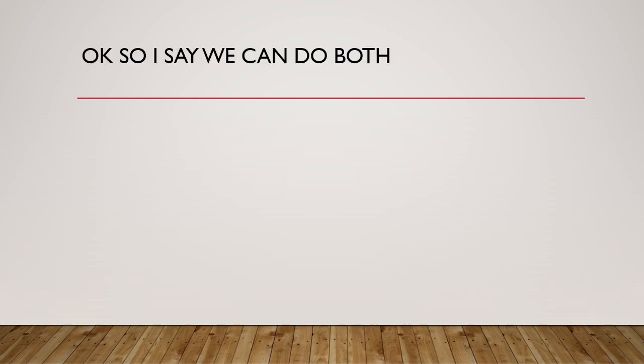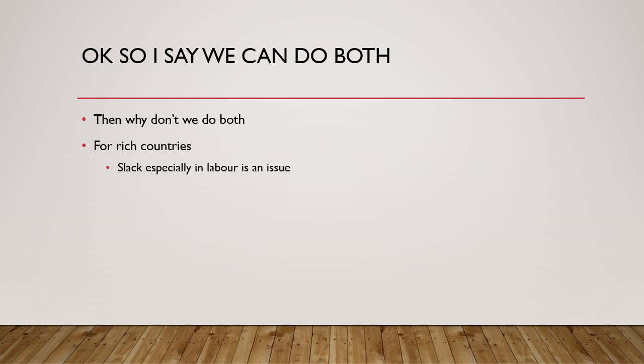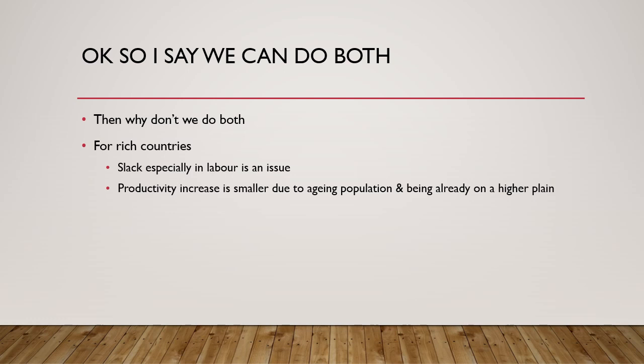So you say, okay, let's say we can do both, but why doesn't the government do both in most of the cases? Well, for rich countries, many a times the slack that is required, especially in labor, is not available. Also, the productivity of the labor is not increasing anymore to increase the slack, since the population is aging. Also, already the labor is at a higher productivity plane compared to the developing countries.